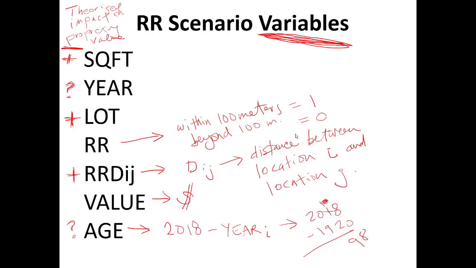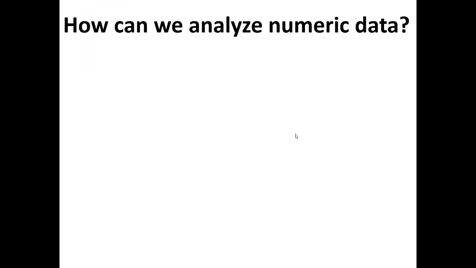So these are examples of variables. And with numerical or quantitative analysis, you often want to think about how they might relate to each other. And we've done a bit of that over here by theorizing the impact on property values. At this point, we want to ask, how can we analyze numeric data? And remember that to analyze something means to kind of break it down into its parts. Sometimes it also means to look for patterns or to interpret these patterns.